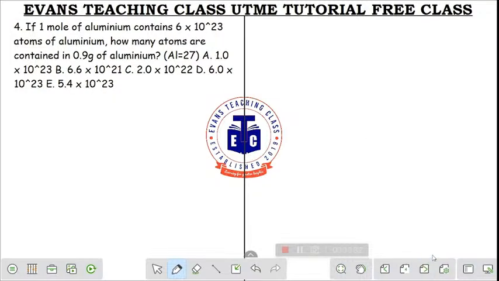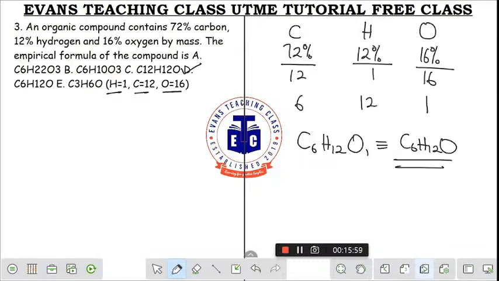So the next question states thus: if 1 mole of aluminium contains 6 times 10 raised to the power 23 atoms of aluminium, how many atoms are contained in 0.9 gram of aluminium? And they say the molar mass of aluminium is 27. Now, how do you do something like this? This is how to do it. So the solution, I'm just solving the question. Okay, don't worry.